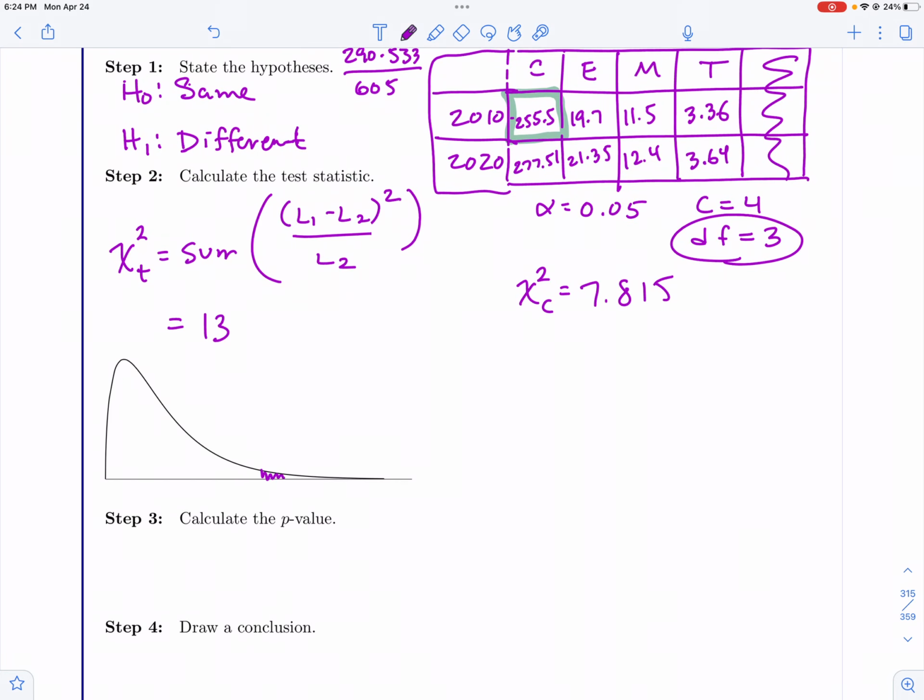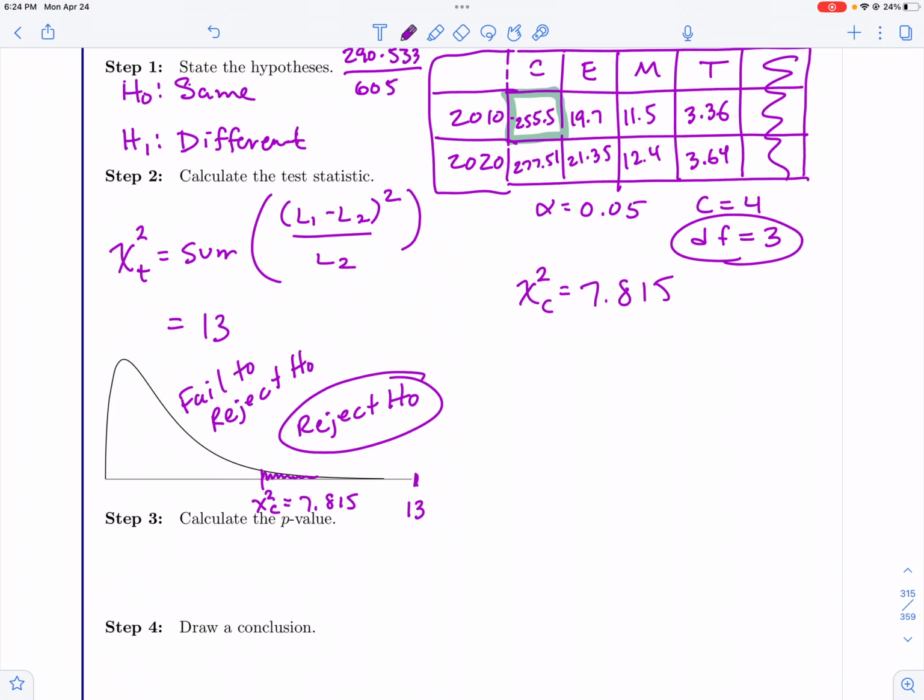So again, from a graphing perspective, here's our chi-squared sub c, which is 7.815. Again, if we're in the shaded area, we're going to reject H0. If we're in the white, we're going to fail to reject H0. But 13 is going to live somewhere over in this section. So it does live in the reject H0 category, so it's looking good.